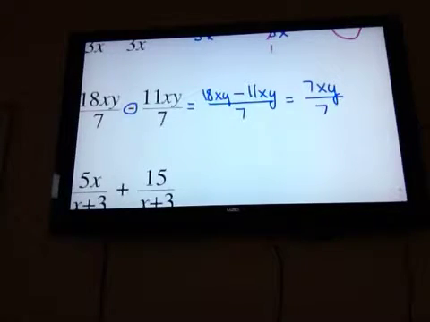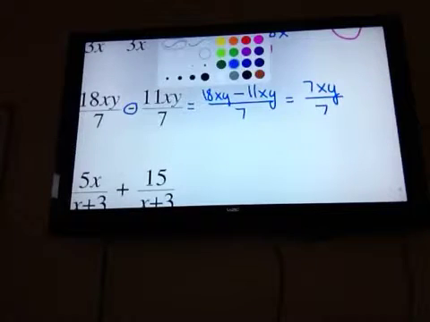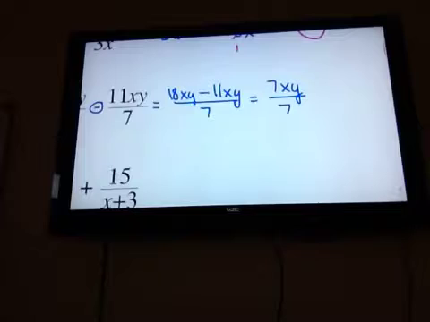Can I factor? I cannot. There's no addition or subtraction signs, so you can't factor without those. And then can I reduce? Yeah. I can cancel out my 7s. And I'm left with xy.